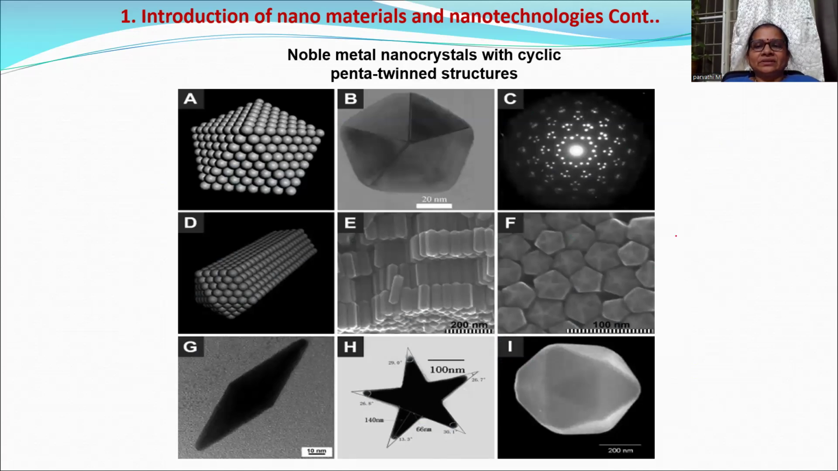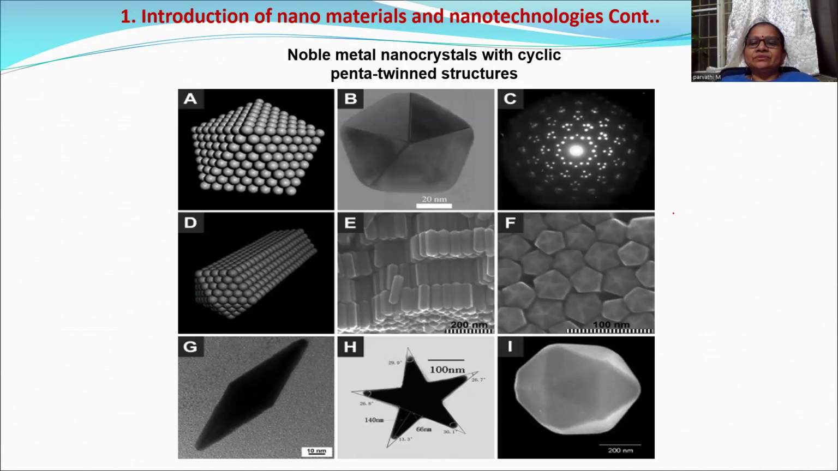These are different sizes of nanomaterials, like 10 nanometer, 100 nanometer. The star structure is 100 nanometer, and this octagon kind of structure is 200 nanometer. Similarly, the star structure is 100 nanometer. So these all have different sizes and different applications.